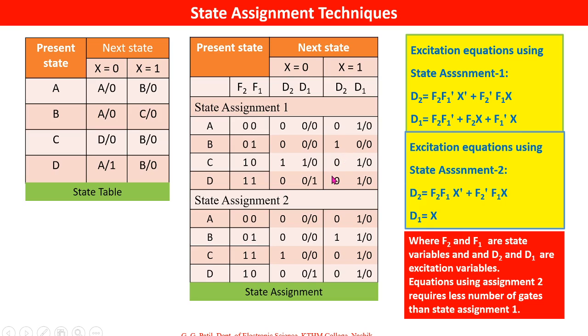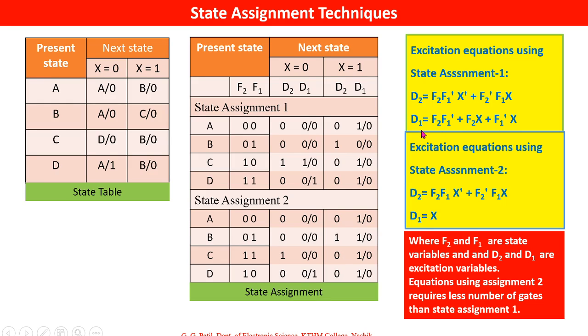So here D1 can be observed here. Here it is 1, and it can be written as F2 F1' x', F2 F1' x', plus here after simplification the equation is written by using the Boolean identities or simplification. Then this equation is derived.